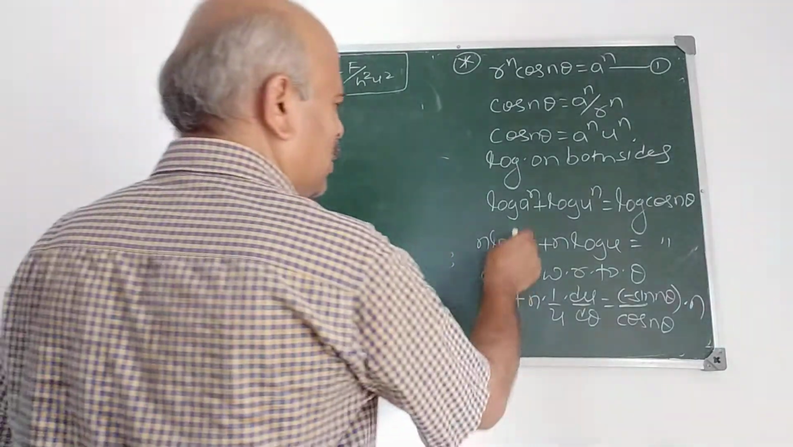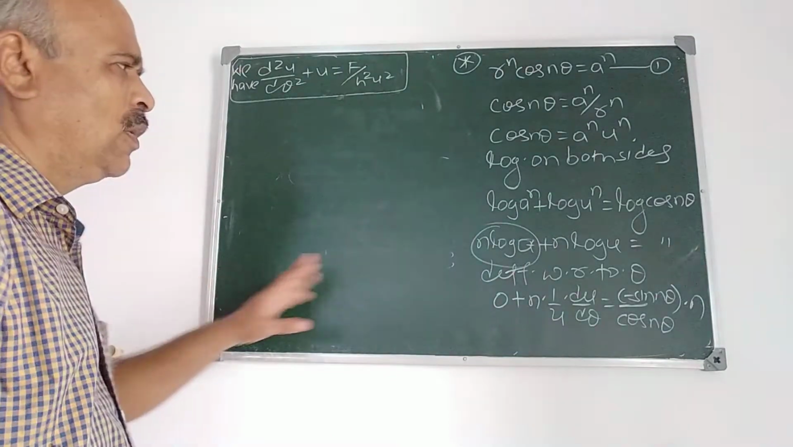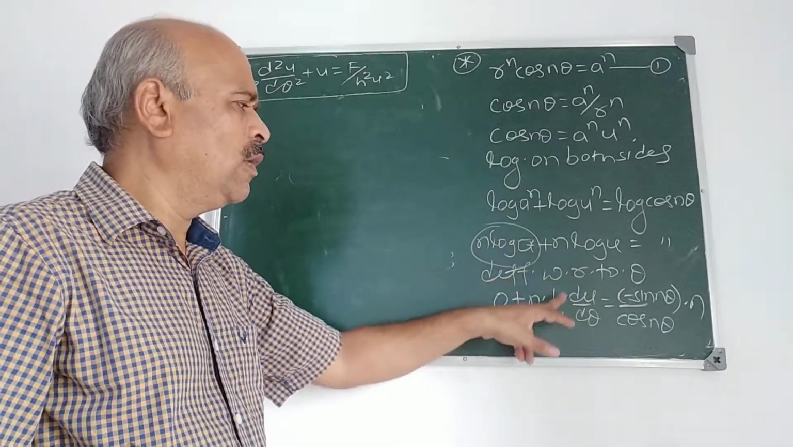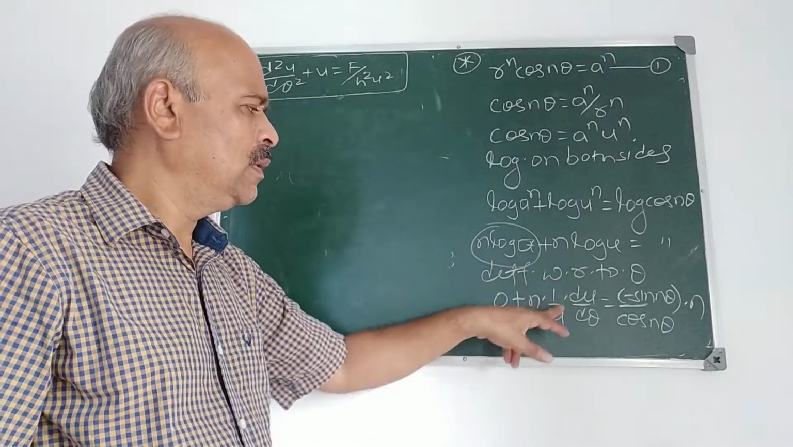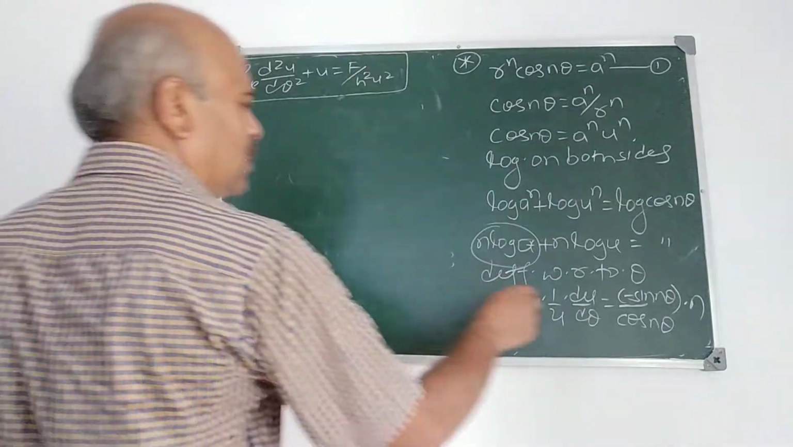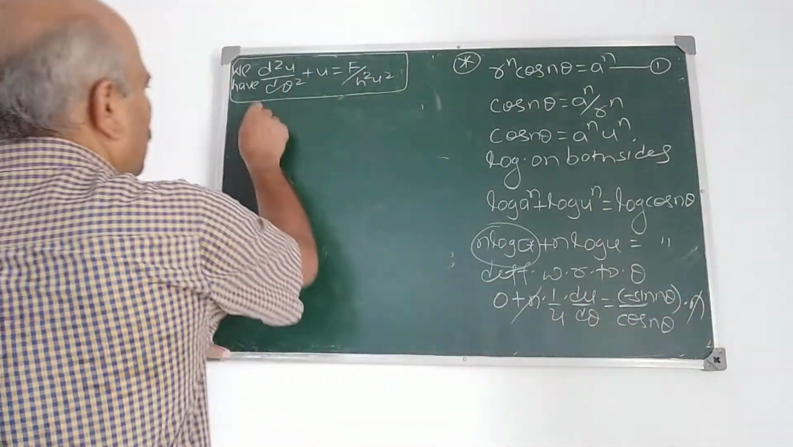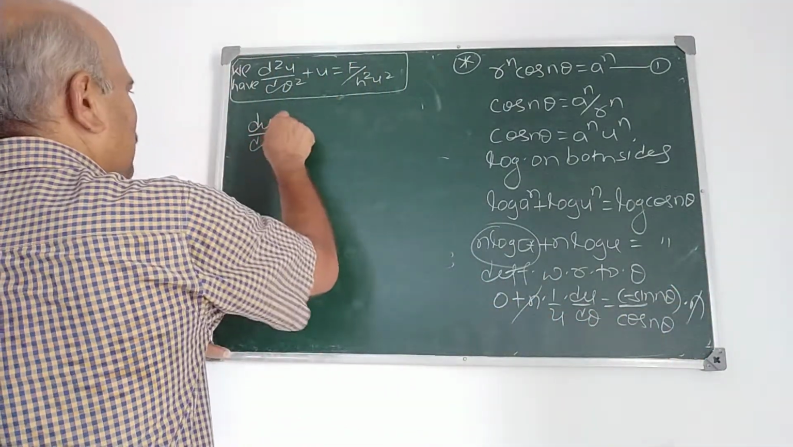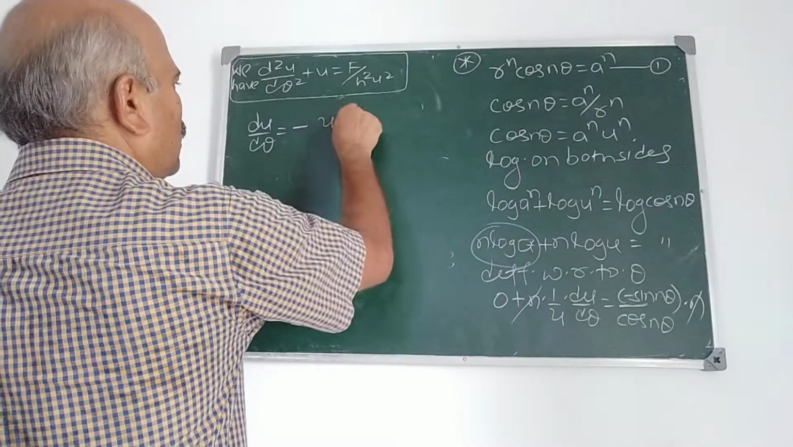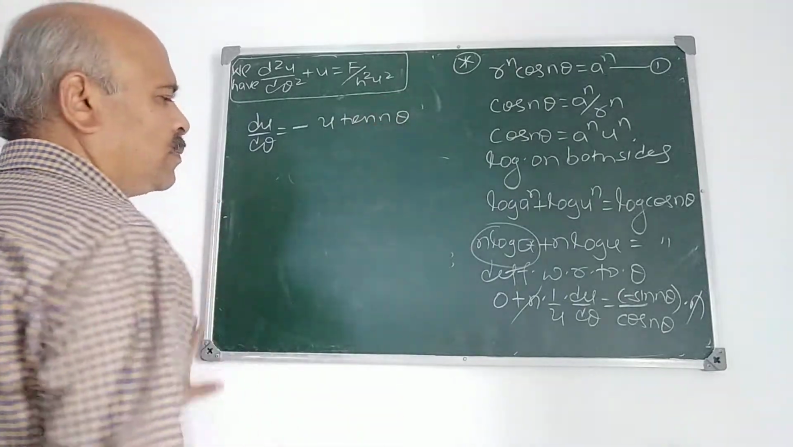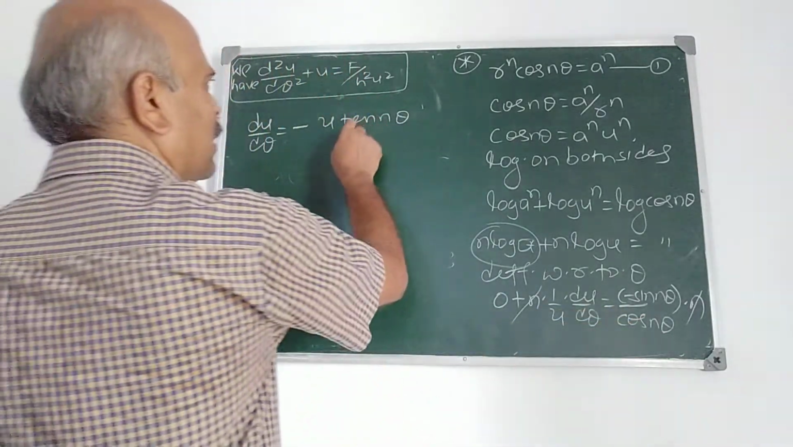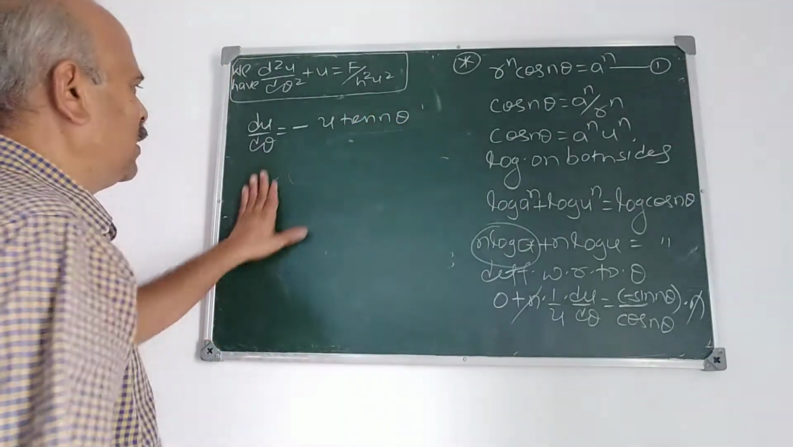Therefore, because this is constant, n into log a is constant, differentiation is 0. N log u, what is the differentiation? N 1 upon u du by d theta. Therefore, this n also cancels. We get du by d theta is minus u tan n theta. This u transposed here. Minus u tan n theta.